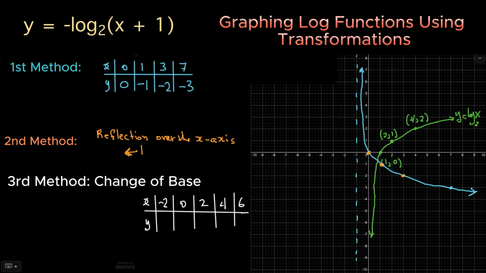So we're going to rewrite this equation here and make it y equals negative log of (x plus 1) all over log 2. And therefore now we can use any numbers for x, because we're going to use the calculator, and it's okay if we get some decimals there, and we'll just try to make the best fit curve when we graph it.